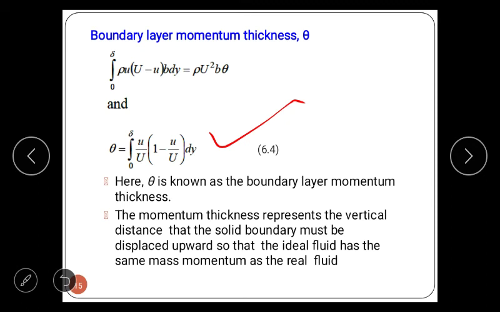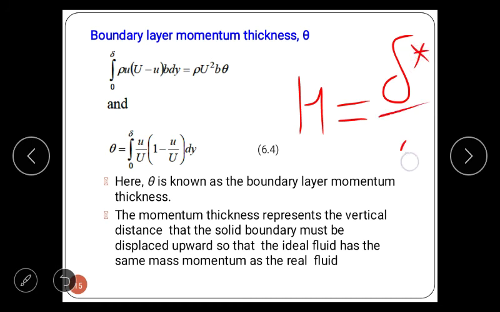And now one more part is there, that is shape factor. Shape factor is related to both displacement thickness delta star and momentum thickness theta. This shape factor is denoted by the letter H, which is equal to delta star by theta. Means shape factor is the ratio of boundary layer displacement thickness to the boundary layer momentum thickness.